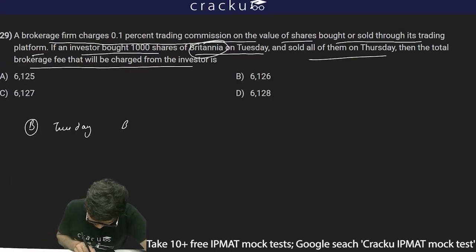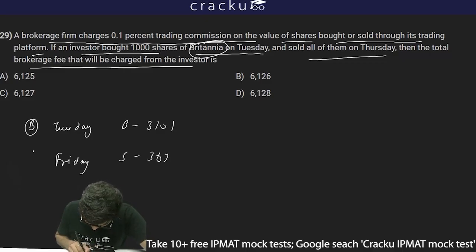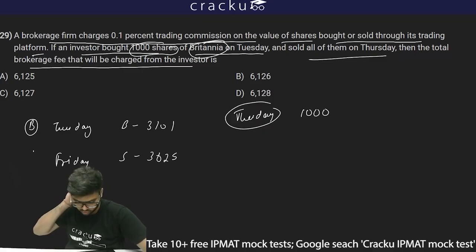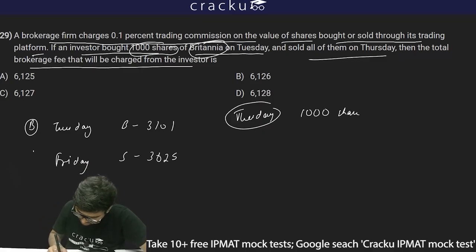So buying is 3101 on Tuesday and selling on Friday, it is 3025. Now the number of stocks which he is buying is 1000 shares. So on Tuesday he is buying 1000 shares, and what is the total value of these 1000 shares going to be?